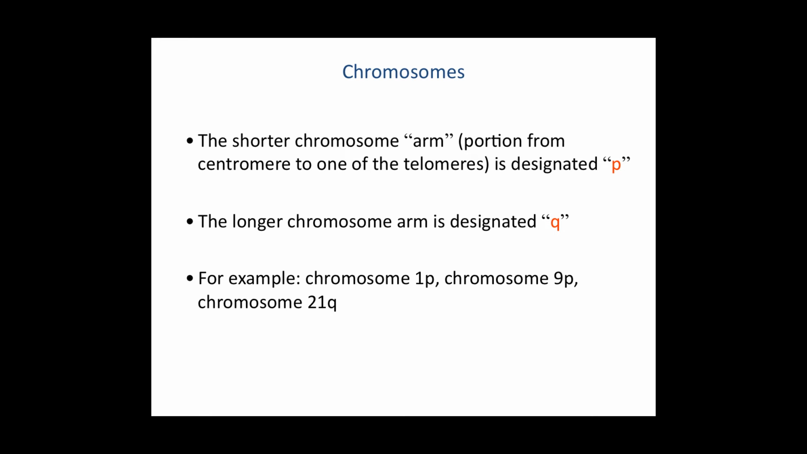Let's go back to normal chromosomes. As stated earlier, the centromere is not at the exact center of a chromosome, but is closer to one of the chromosome ends, the telomeres. Each part of the chromosome spanning from the centromere to one of the telomeres is called a chromosome arm. By convention, the shorter chromosome arm is designated P, while the longer chromosome arm is designated Q. So when you hear somebody refer to chromosome 1P, it's a reference to the shorter arm of chromosome 1.